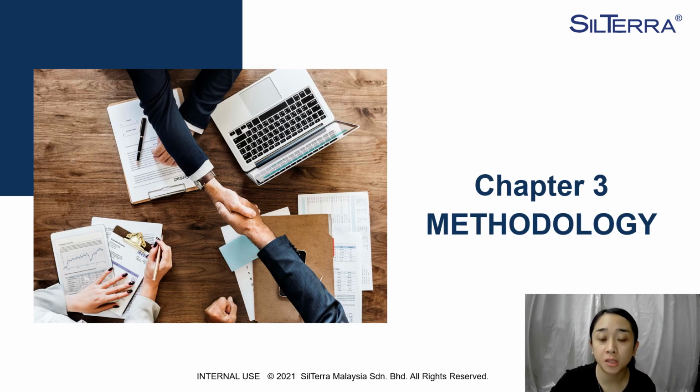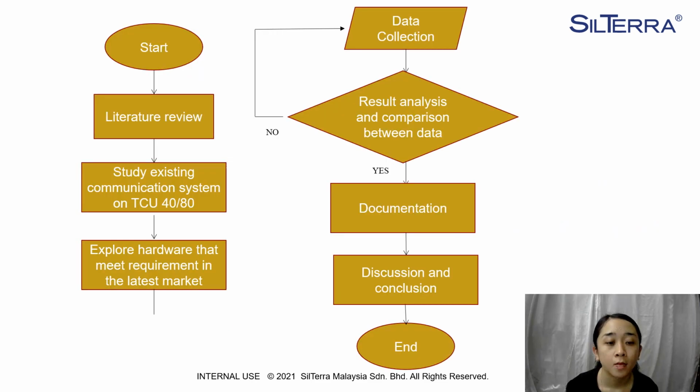Okay, so next we move to chapter 3, which is methodology. This is the flowchart for this project. We start this project by doing a literature review based on past projects that have been done. The next step is we study the existing communication system on the TCU 4080. Next we explore the hardware that meets the requirement in the latest market. After that we proceed to collect data for this project if suitable and meets the requirement from the management. We proceed to do the result analysis and comparison of the data from the data collection. If it does not meet the requirement and the spec, we go back to the data collection again until it meets the requirements. The next step is we continue this project with the documentation, discussion, and conclusion.